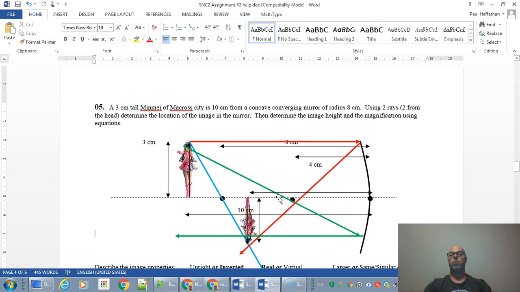So we'll try another converging mirror. The next one will be a little more difficult. It'll be with the object being closer than a focal length. So we'll try that in the next video. Good luck.